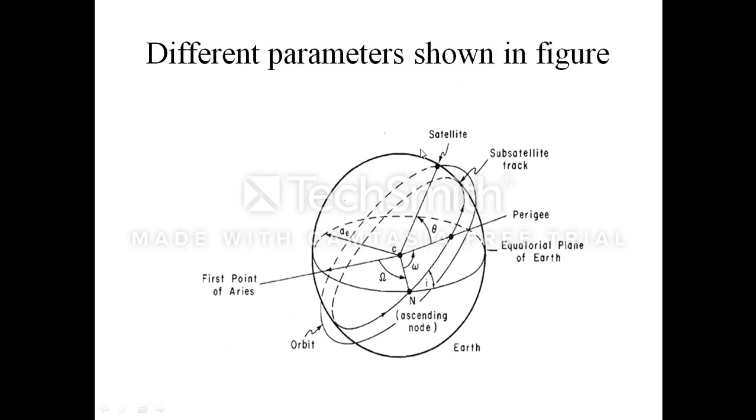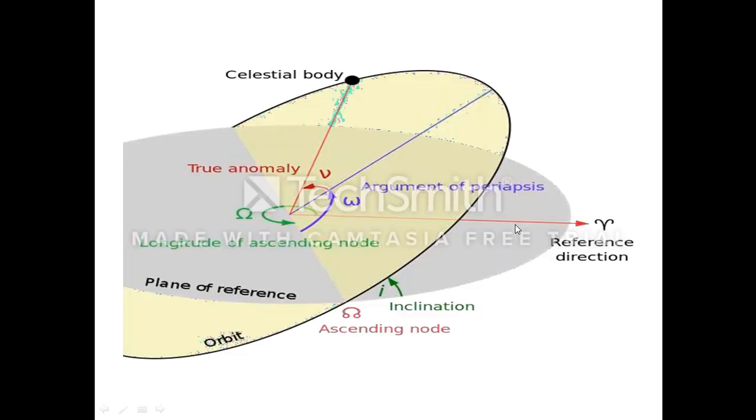Now in this figure, this is the Earth. Earth is a spherical type, and in Earth there is one equatorial plane. This is the equatorial plane of the Earth, and this is the satellite orbit. That is the satellite which is revolving around the Earth in this orbit. And these are the different parameters. C is the center of the Earth, ohm, omega, theta, and the perigee point. We will see about all these parameters in detail now.